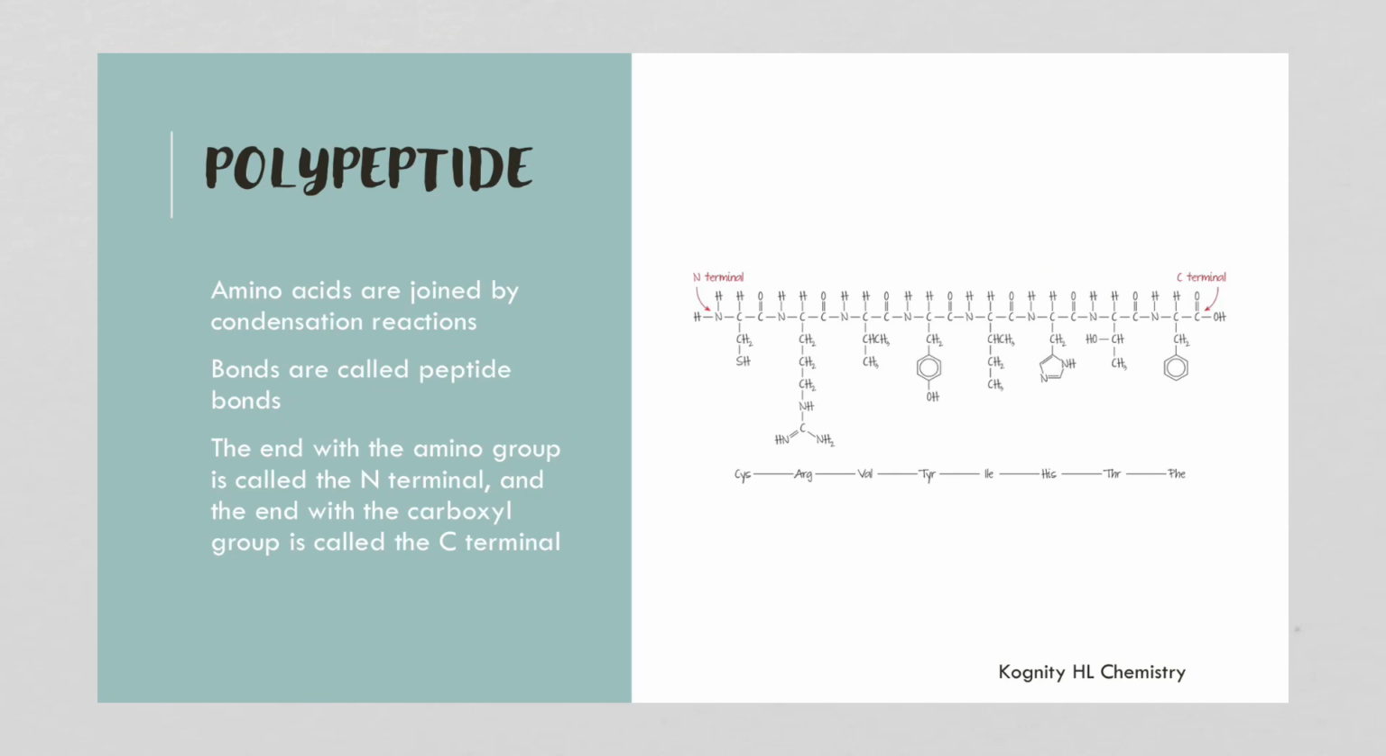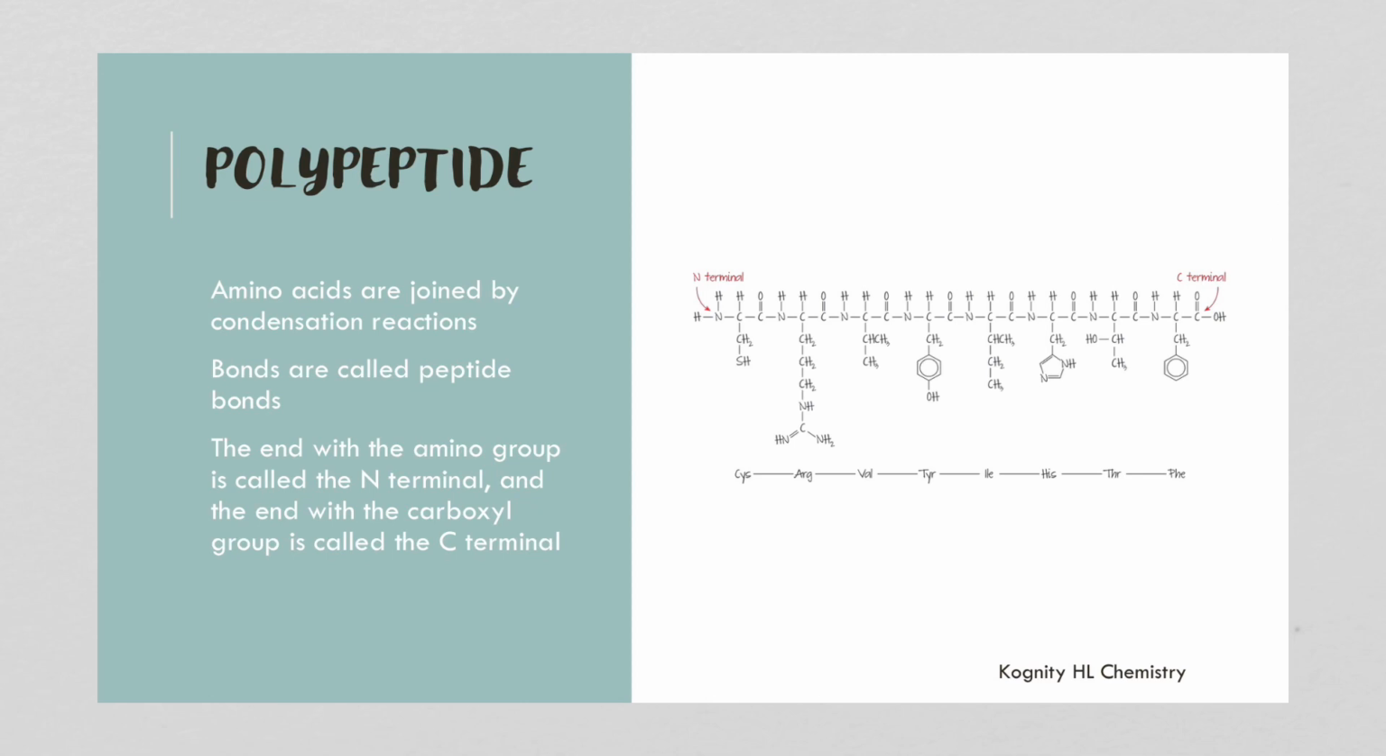Now let's have a look at polypeptides. Polypeptides are when amino acids are joined together. They're joined together through condensation reactions, and the bonds are called peptide bonds. They're always added with the amino group to the left and the carboxyl group to the right. The end with the amino group is called the N terminal, the N for amino, and the end with the carboxyl group is called the C terminal, the C for carboxyl.